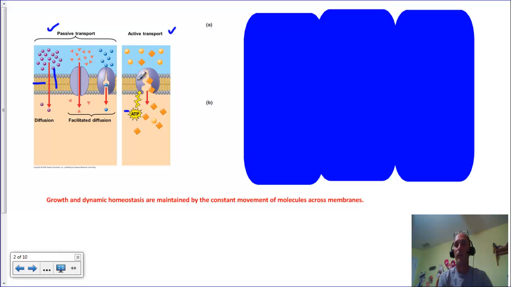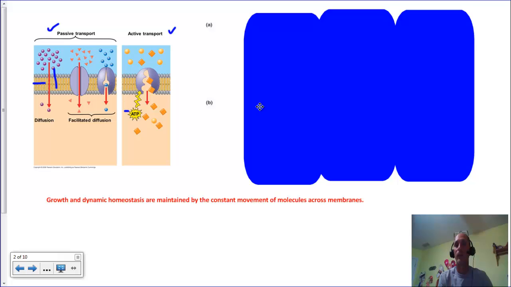That's transport, and we also have osmosis to pay attention to, and we have three kinds of solutions here. The first kind of solution is a hypotonic solution. The second kind of solution is an isotonic solution, and the third kind of solution is a hypertonic solution.